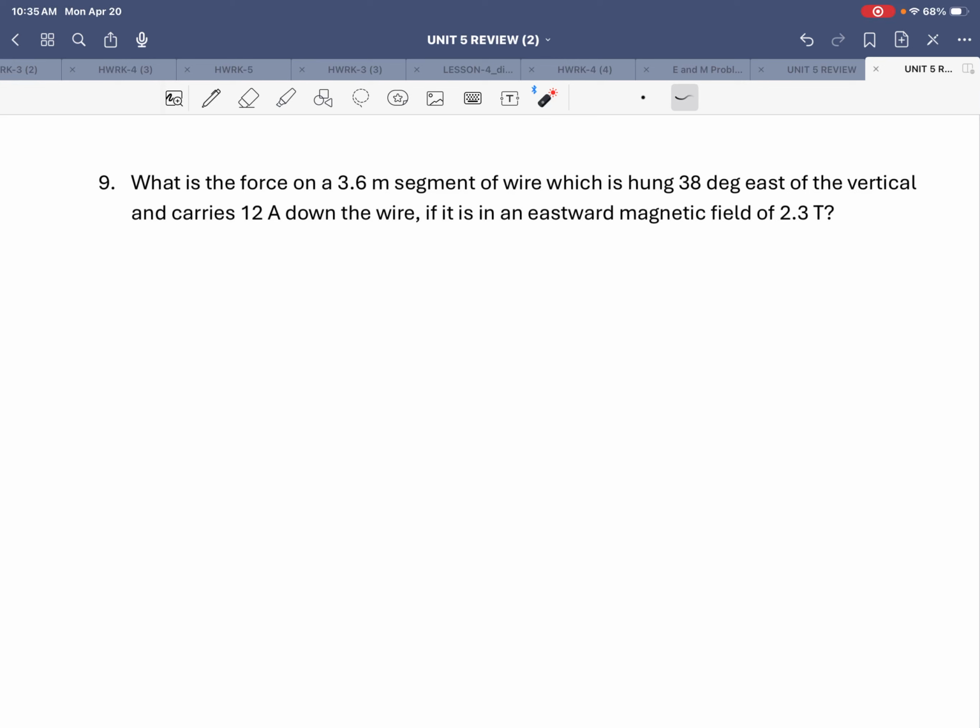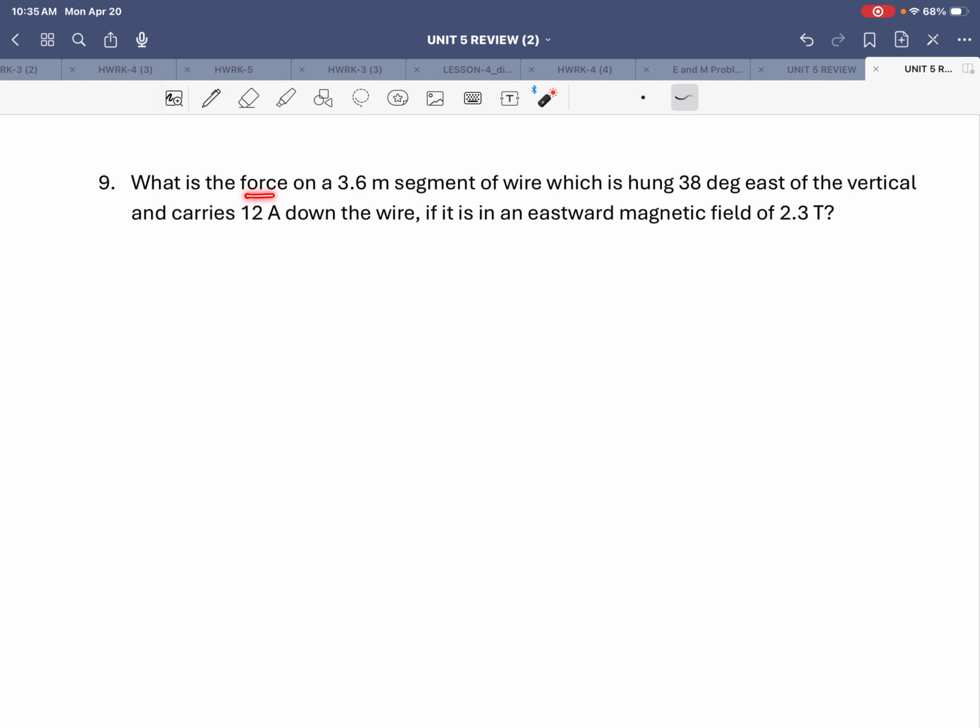Okay, question 9. What is the force of a 3.6 meter segment of a wire which hangs at 38° east of the vertical and carries 12 amps down the wire if it is in an eastward magnetic field of 2.3 Tesla? So we're going to slow down a little. We're going to break down the problem bit by bit.